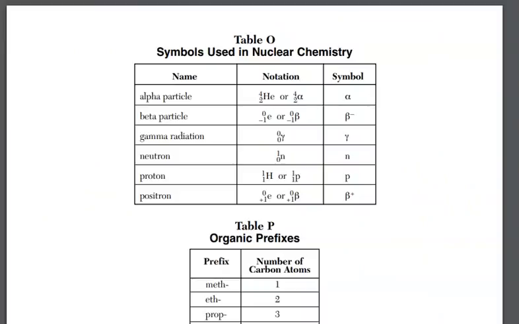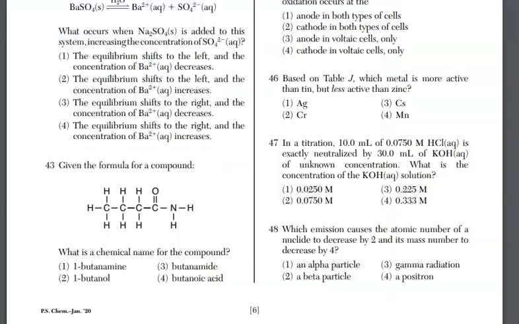Here we are at reference table O. You see the 4 and the 2. And if you hear any growling behind me, that's Ringo, the dachshund. And that makes our answer alpha particle, which is choice 1.